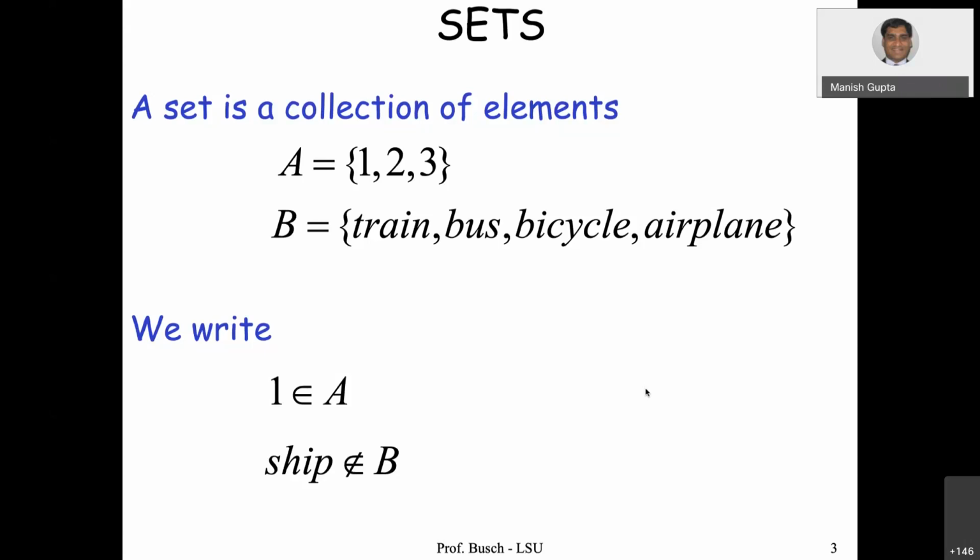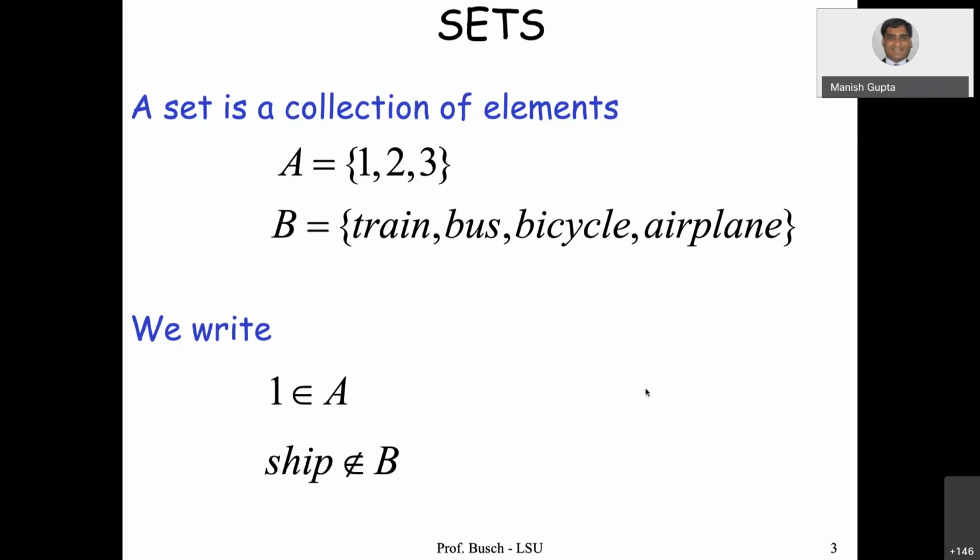So basically, a set is a collection of well-defined objects. Well-defined objects means given an element and given a collection, I should be able to say for sure that this element belongs to this collection or not, right? If that rule is well-defined, then we will be able to do that actually.